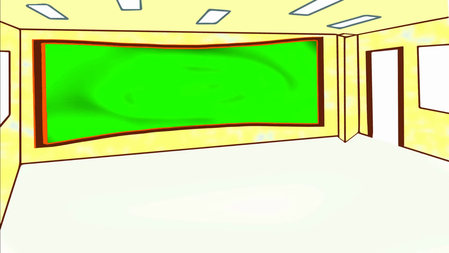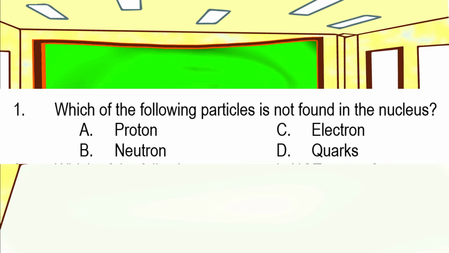Choose the letter of the best answer. Question number 1. Which of the following particles is not found in the nucleus? A. Proton, B. Neutron, C. Electron, D. Quark.